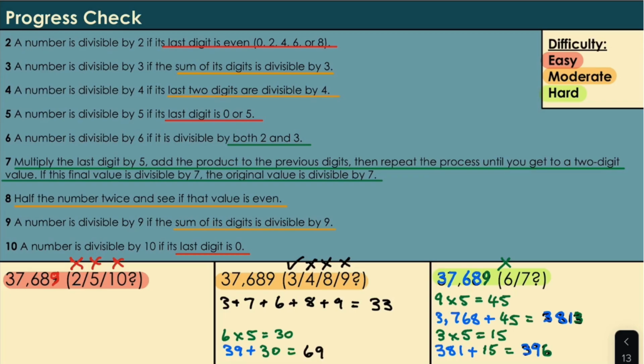And is 69 divisible by 7? No. We know 70 is divisible by 7. So we know 7 will not work. This is how we can check whether a number has multiple factors by using the divisibility rules from 2 to 10.